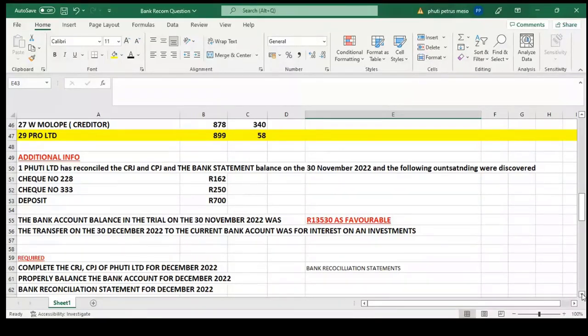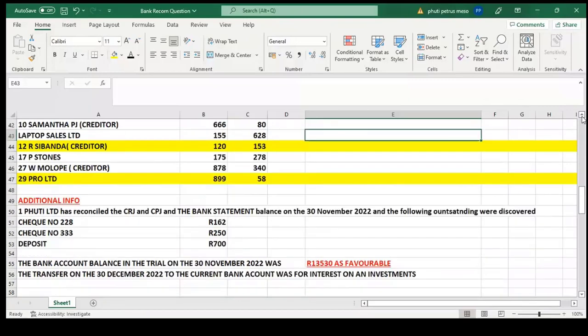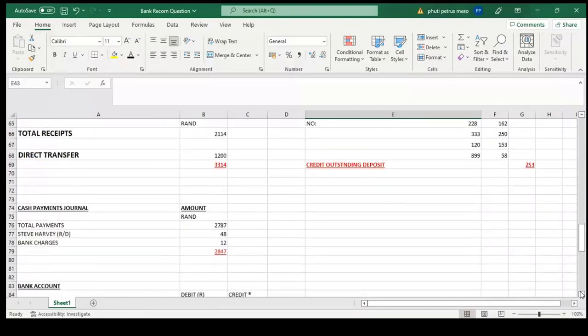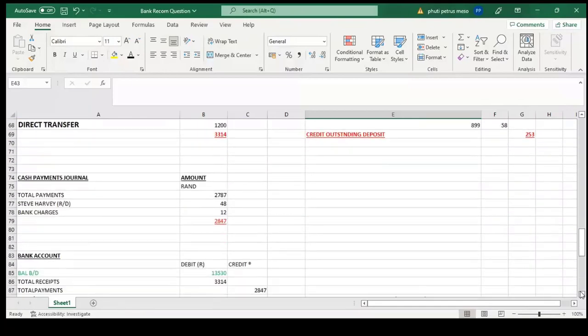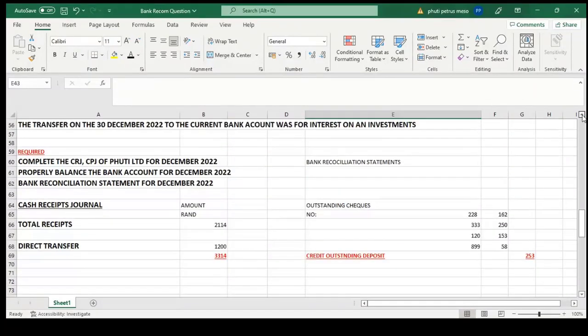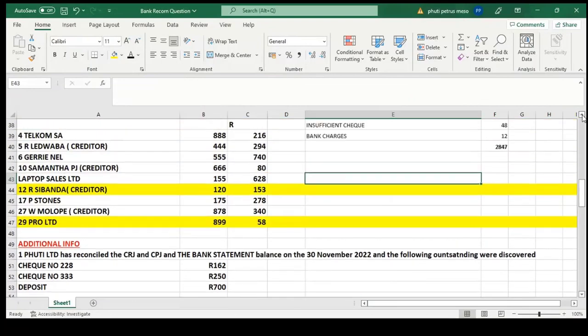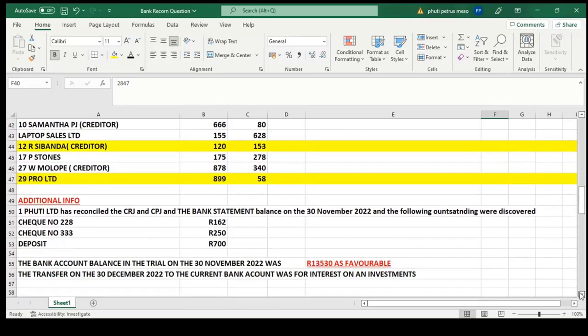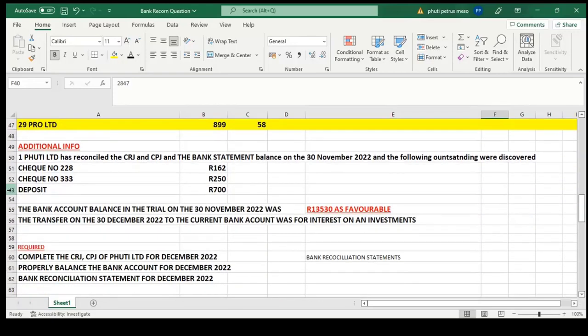Can we have 13,530 on the debit side of the bank account? It's actually there. Can we have that? All right. Due to time, I'm just going to go to the solution. It looks like our cash payment journal is fine. 2847. Let's have a look. I think I recall this kind of thing. Can you all see that? It means that we closed it off correctly. Where we went wrong was actually with the deposit of the 700 rands.